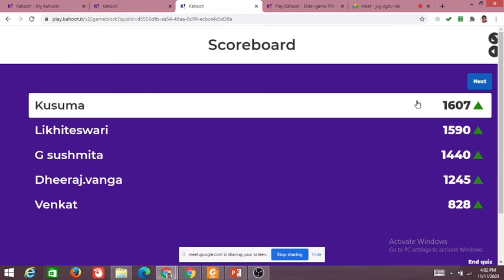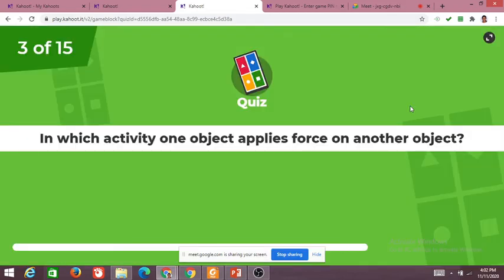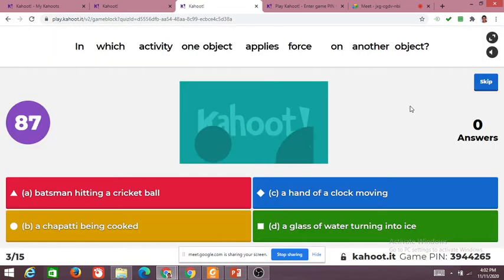Question. In which activity does one object apply force on another object? Red, batsman hitting a cricket ball. Blue, a hand of a clock is moving. Yellow, a chapati is being cooked. And green, glass of water turning into ice. In which activity does one object apply force on another object?